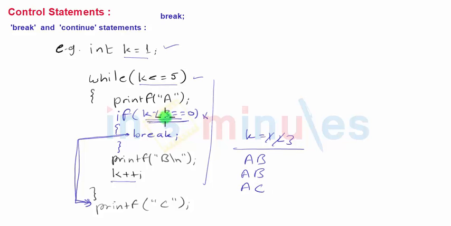Now in real practice or real examples, this condition will be some variable condition that may become true or that may not become true at all while the loop is working. In this case, it worked at 3rd iteration and the loop stopped, but it may happen that this condition never holds true and the loop will terminate normally after 5 iterations.